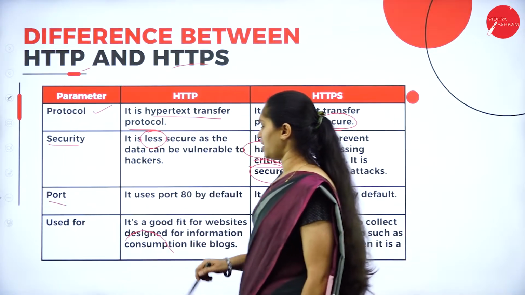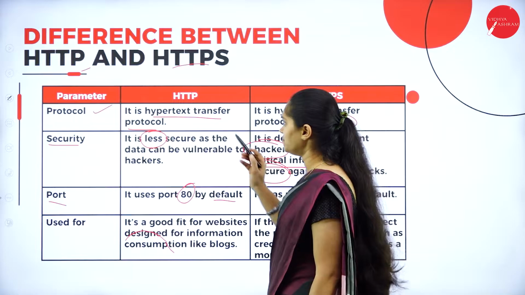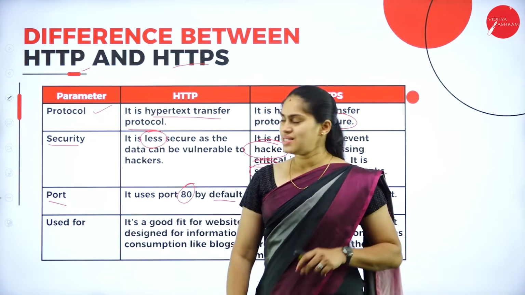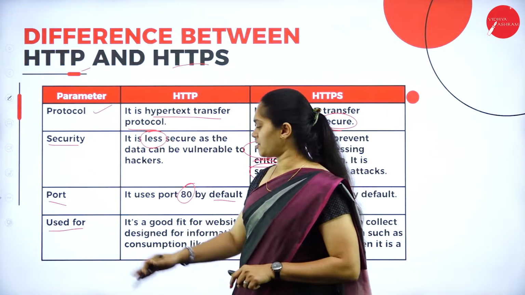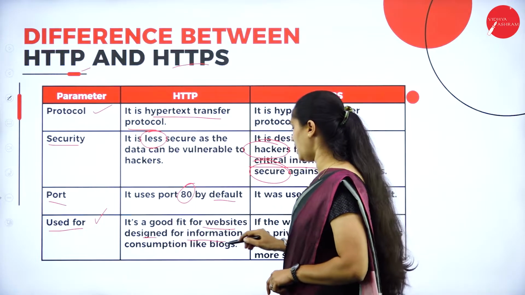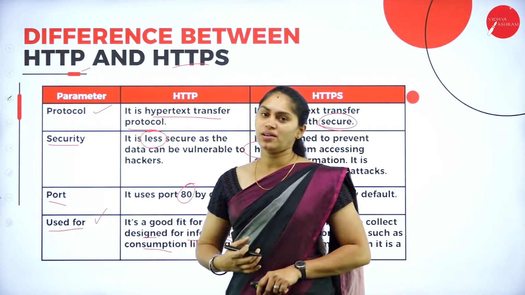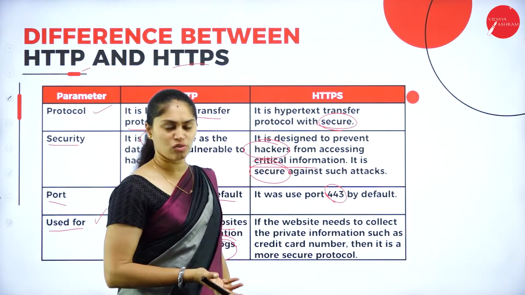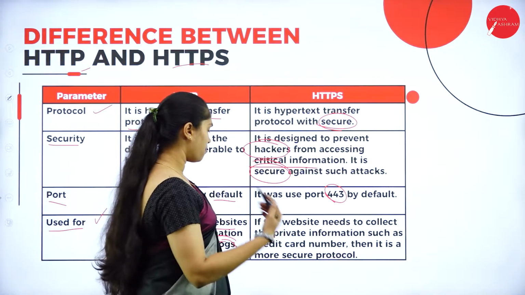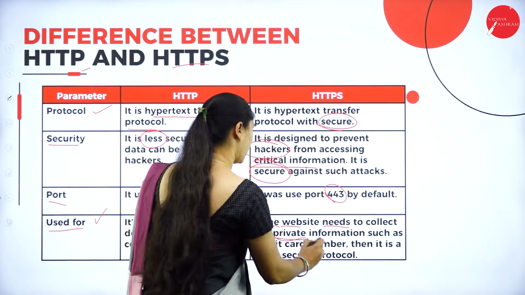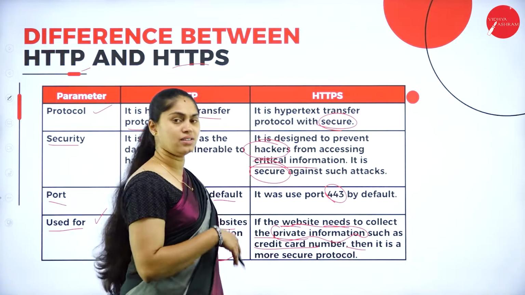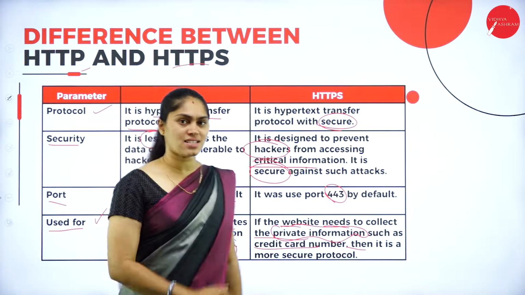Then as per the ports parameter, HTTP uses port number 80, while HTTPS uses port number 443. We'll see the next parameter: what we are going to use it for. We use HTTP for websites designed for information consumption, like blogs, which keep changing frequently and produce normal data which is not so secure or confidential. But if the website needs to collect private information, for example your PAN card number, credit card number or ATM card number, you should use HTTPS rather than HTTP.